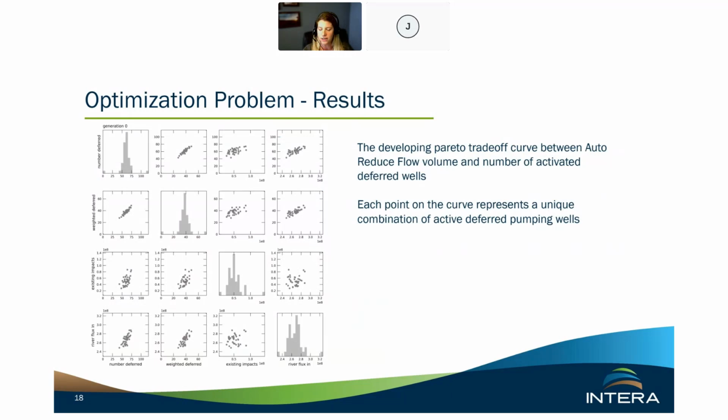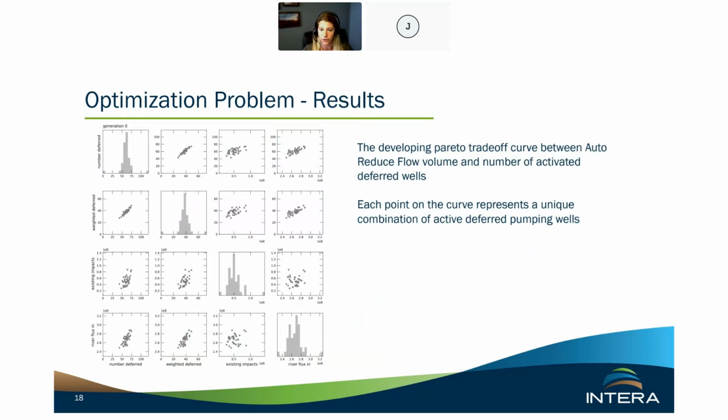So if you just focus on the top row, the first panel, this is the number of active deferred permit pumping wells versus, again, the number of active deferred permit pumping wells. So you can see there's just a histogram shown there to show the distribution of the number of active wells in this current solution set. And then the next panel shows the comparison between the number of active deferred permit pumping wells versus the weighted metric, that weighted score. So not a whole lot going on in this first generation.